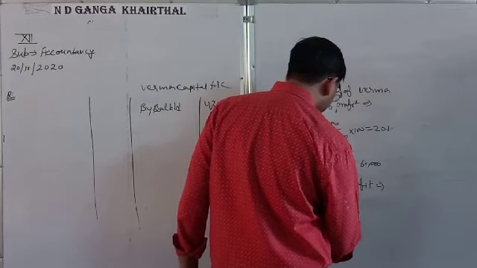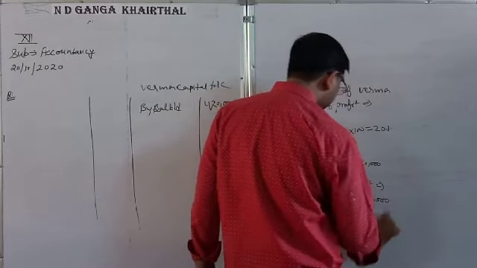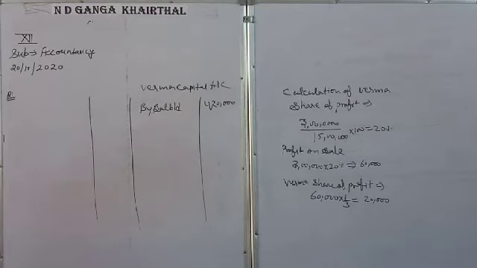Okay, so 20,000 rupees. So Verma's share of profit is 20,000 rupees. Clear? Yes or no? So calculation of Verma's share of profit: profit on sale 3 lakhs into 20%, 60,000 into 1/3, so Verma's share of profit is 20,000.